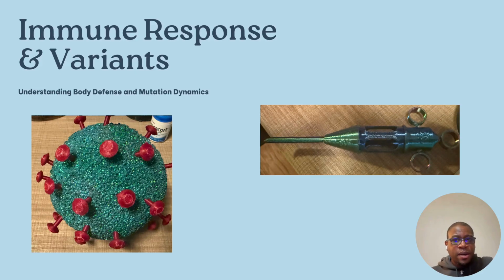On the left, you can see the model of the virus that I made. Those red spikes are what our immune system focuses on first. When the virus enters, our innate immune system jumps in immediately. Things like macrophages, dendritic cells, and interferons try to slow it down. Think of it kind of like bouncers at a club trying to keep the chaos to a minimum.